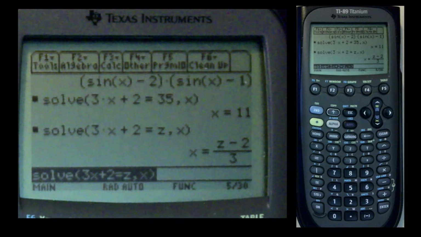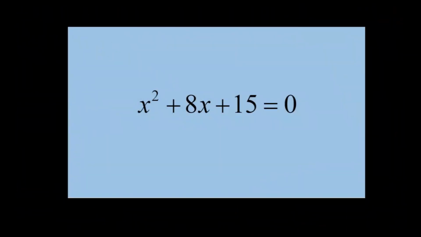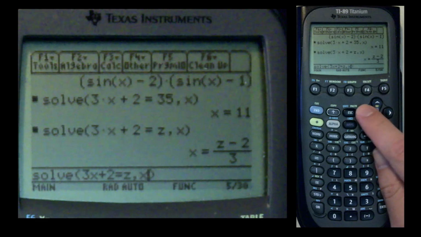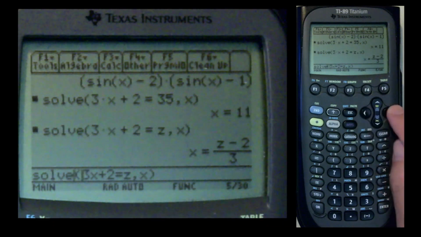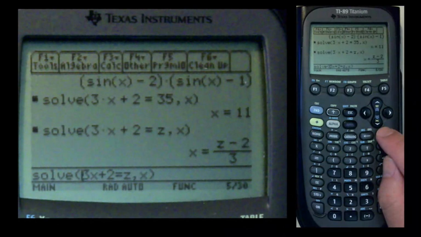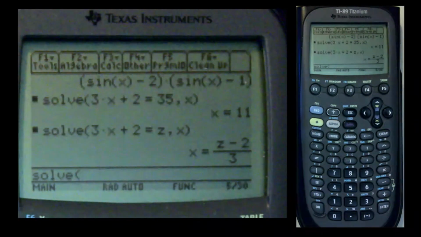Let's take a look at some more equations just to see what it looks like on the calculator. Let's look at a quadratic equation. We're going to look at x squared plus 8x plus 15 equals 0. So let's solve that. I'm just going to go like this. And you remember in the previous video, if you hit clear when you're in the middle, it'll delete everything after the cursor.